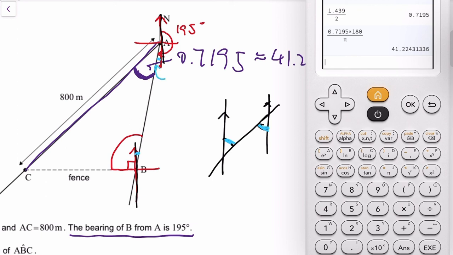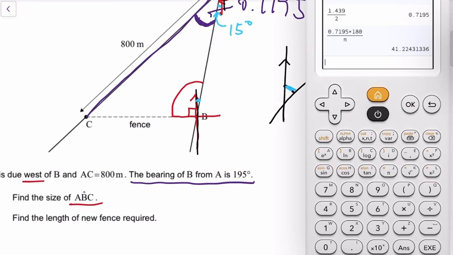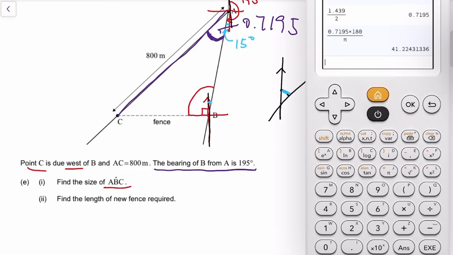And this little bit is obviously 195 minus 180, because a straight line is 180. So this is 15 degrees. So that's also 15 degrees. So ABC will be 90 plus 15. So it's 105.